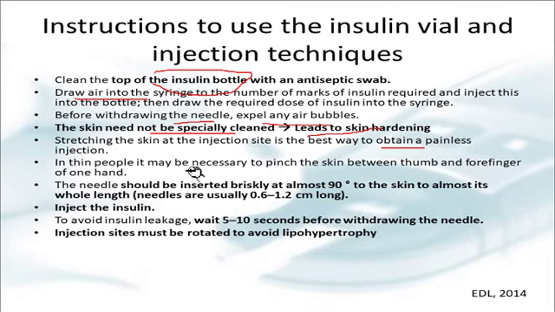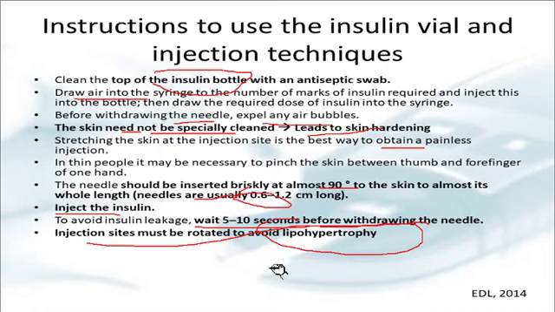So in a thin person it may be necessary to pinch the skin with the thumb and the forefinger of one hand. Insert the needle at approximately 90 degrees to the skin, and the needle is usually between 0.6 and 1.2 centimeters long. Inject the insulin. Now, to prevent leakage, wait 5 to 10 seconds before withdrawing the needle. And of course, the insulin site must be rotated to prevent lipohypertrophy or insulin atrophy.